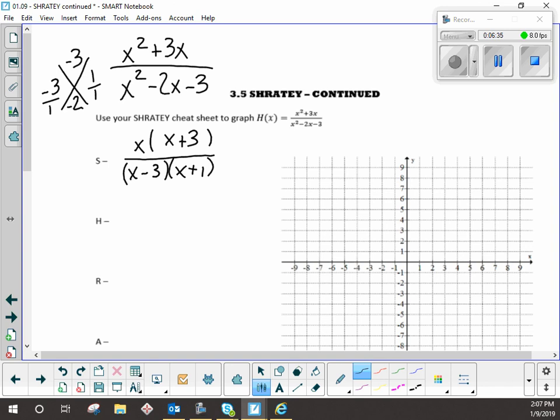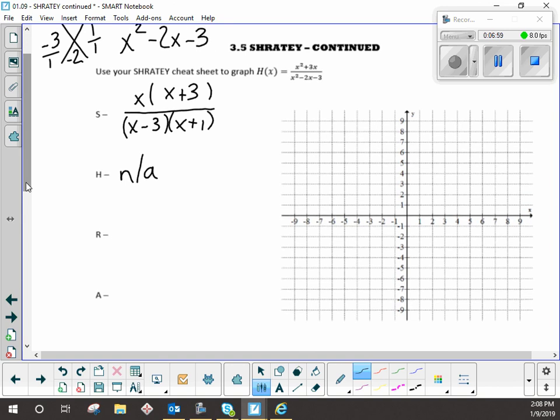What does H stand for? Holes. Holes come from any factors that canceled. Did we cancel anything? No. So our graph doesn't have any holes. So we're going to put NA. And when we do get to holes, which is just a shorter name for discontinuities, which we'll talk about later in the unit, it's really just an open circle somewhere. It's like literally a hole in the graph. Okay, so we're done with that.